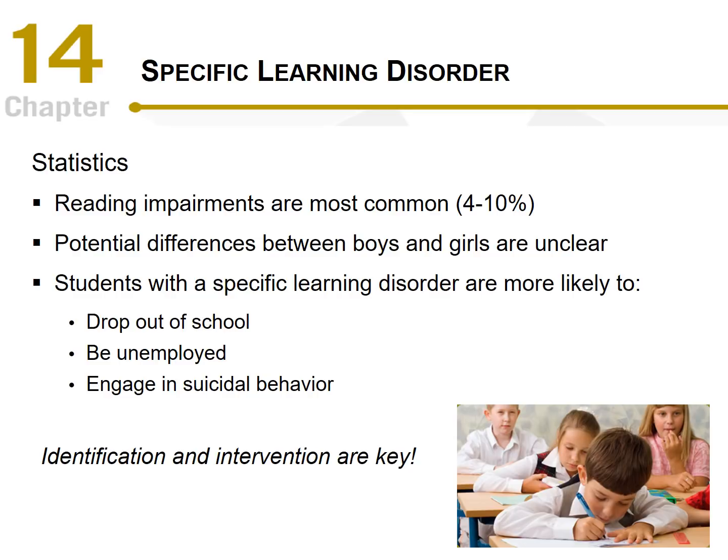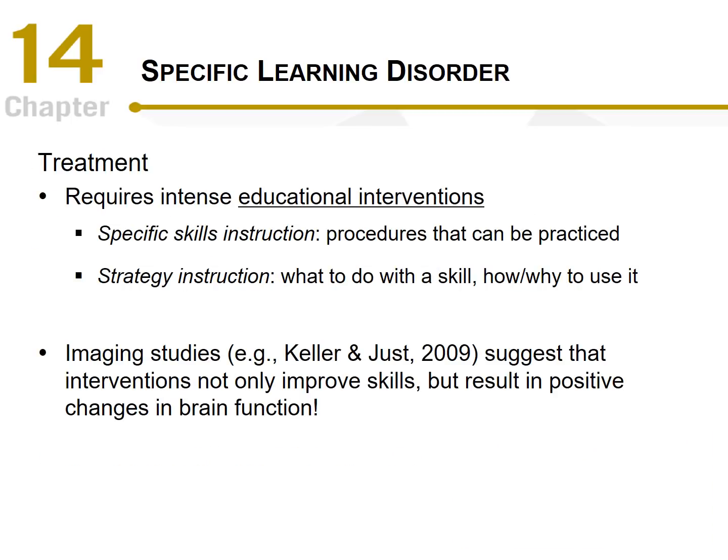Students who are diagnosed with specific learning disorder are more likely to drop out of school, more likely to face unemployment later in life, and more likely to engage in suicidal behavior as well, perhaps part of the self-esteem and some of the things that are going on here. So identification and intervention are really key. So let's talk about that intervention piece. So treatment requires, again, we have to identify it and then offer the educational intervention. So kind of a two-pronged approach.